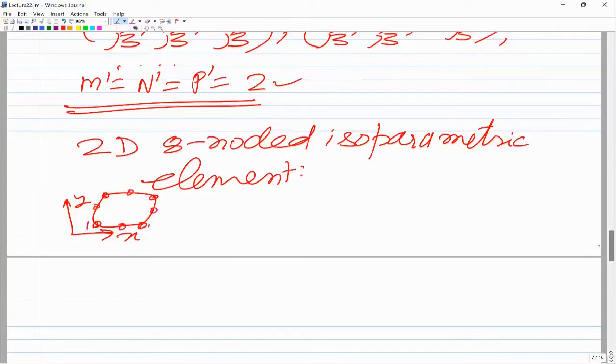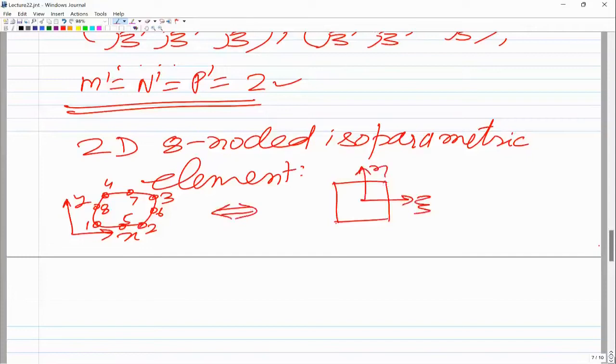The local node numbers are 1, 2, 3, 4, 5, 6, 7, and 8. So this is the element in the physical coordinate space. This is mapped to an element in the natural coordinate space, which is a square, with coordinates xi and eta, and the 8 nodes again. There is a one-to-one correspondence between nodes 1 to 8.